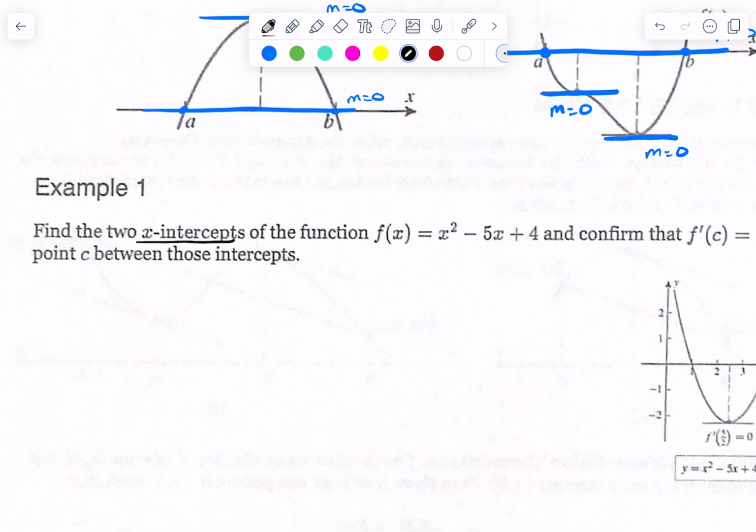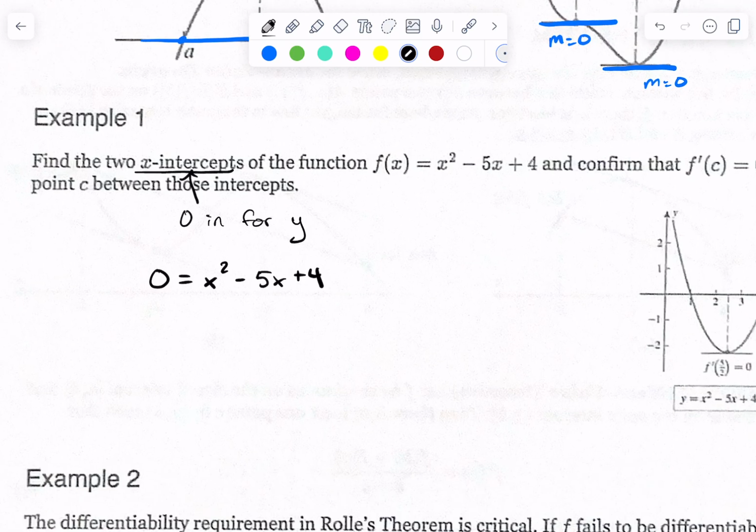It says, find the two x-intercepts. There are two x-intercepts of this guy. How do I find x-intercepts? Plug 0 in for y, and I solve. I'm not reading any further other than to just do this part. It's a simple trinomial. Multiply to get 4, add to get negative 5. Negative 4 and negative 1. Which means x equals 4 and x equals 1.